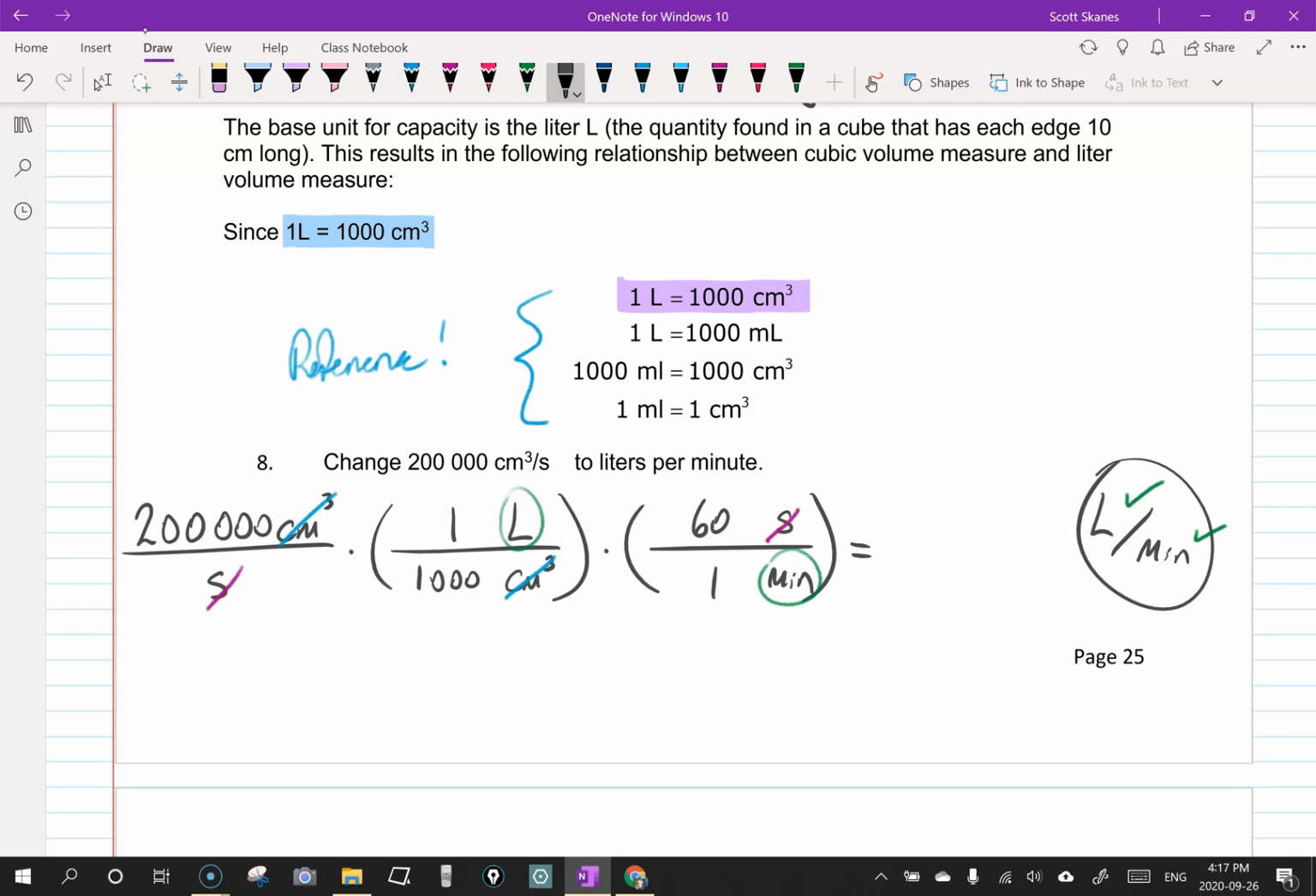So now we do 200,000 multiplied by 60 divided by 1,000. And what that gives us is, sorry, I'm going to calculate it out, 200,000 times 60 divided by 1,000. You should check this yourself and see if you get 12,000 liters per minute. And I sure hope you do. If you can handle that, then that's the kind of problems you should expect.